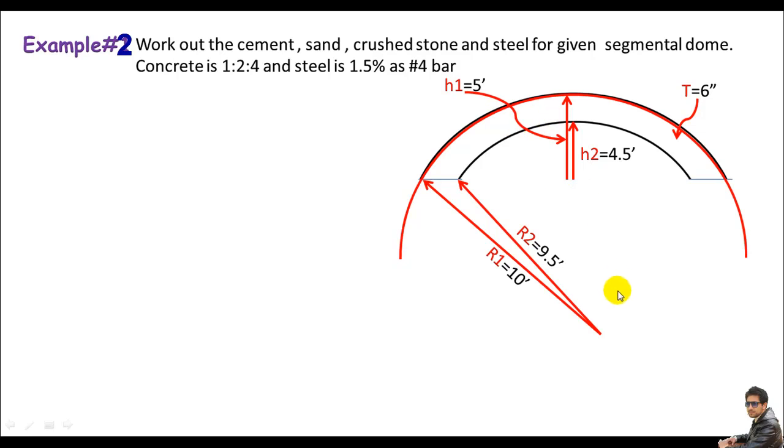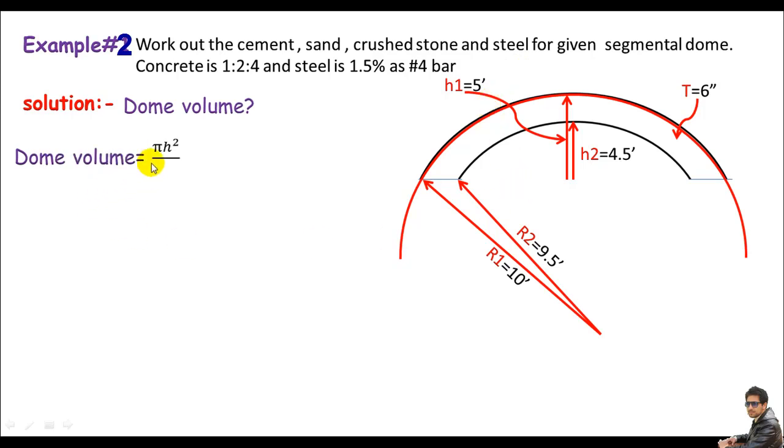I think this data is just enough to calculate material in this dome, so I'll come straight to our hands-on solution. In the solution, if I need to calculate cement, sand, crushed stone and steel, I just need to calculate the dome volume first. And this is an RCC dome, so the dome volume must be just pi times h squared divided by 3 times (3r minus h). This is just the segmental dome or a segmental cap volume, right?